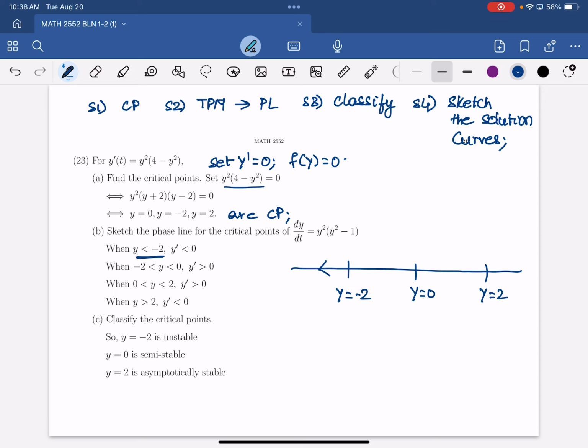Then when the y value is between -2 and 0, y prime is positive. That means the solution is increasing. So that means it's moving away from y equals -2.